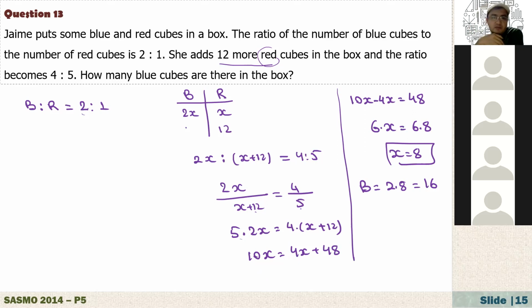How many blue cubes, right? That is 16, that's it. We need to find only blue cubes, right? So in the box, there are 16 blue cubes. Okay.